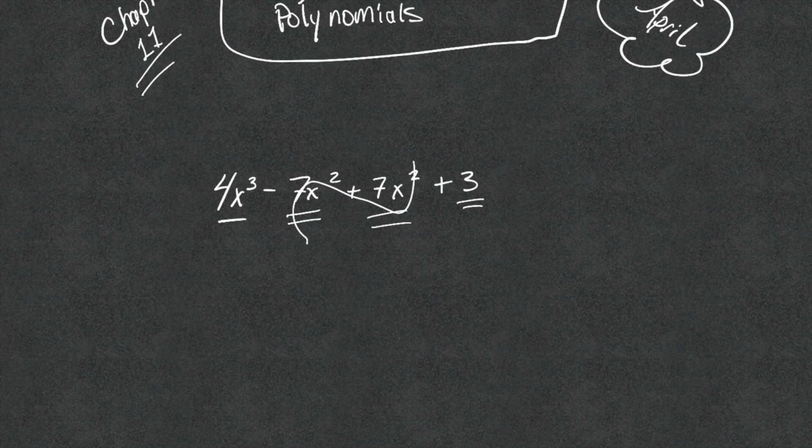And then I have this term, and I can't combine the other two. So what I'm left with when simplifying is this. Okay, so understanding that we can simplify only like terms, what's left are unlike terms.